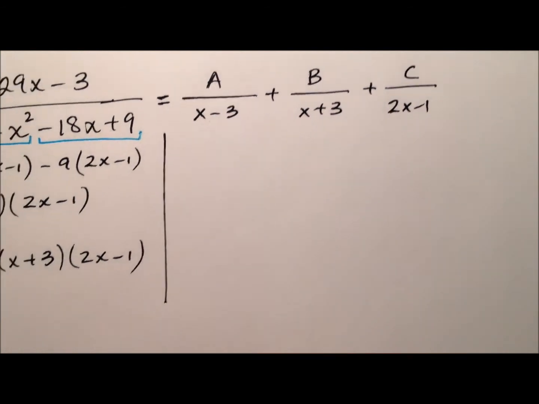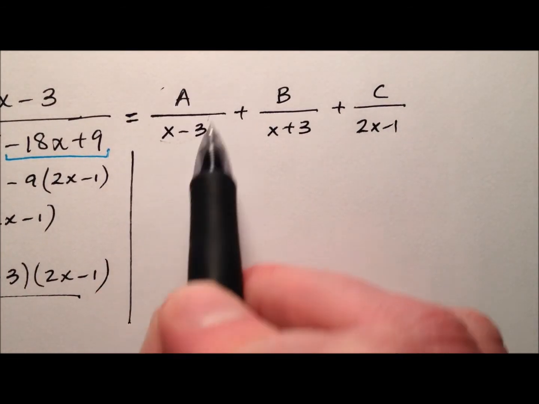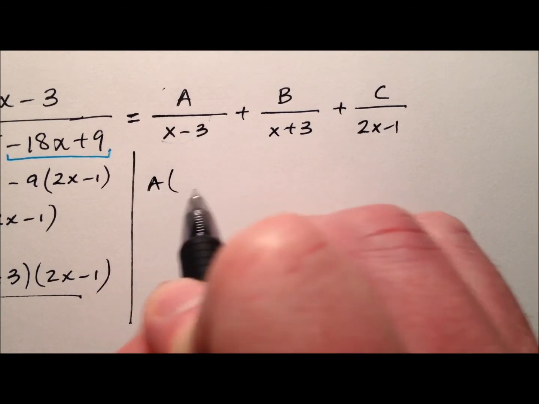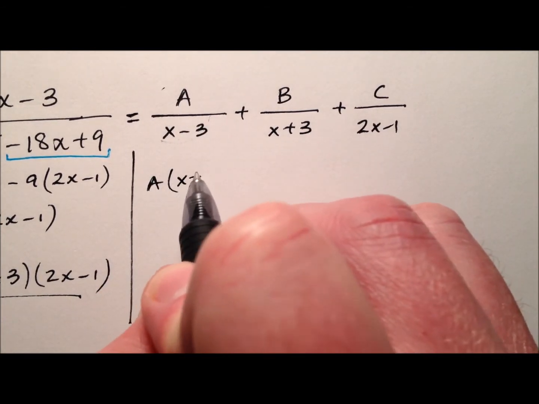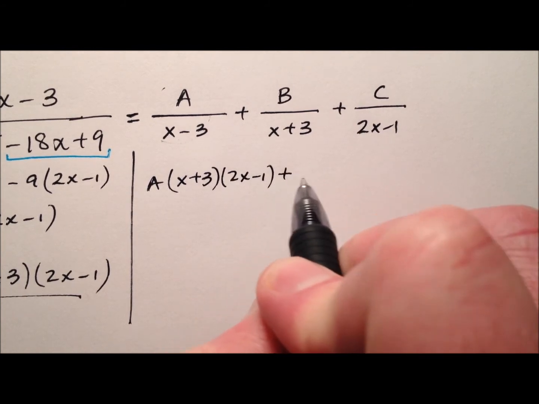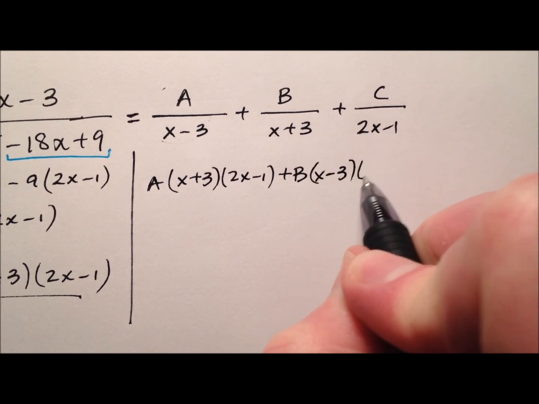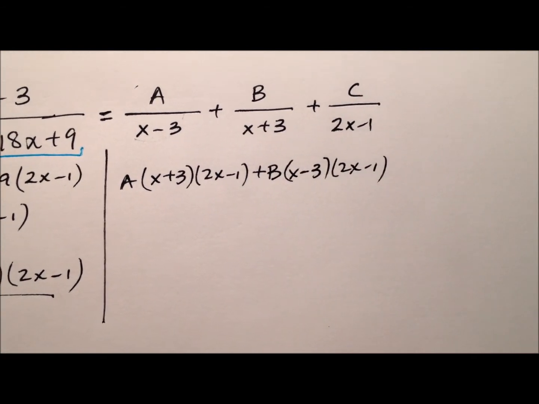So this common denominator that we have with all 3 factors, which factors is this one missing? Well, this is missing the x plus 3 and the 2x minus 1. Plus B, what's this one missing? Well, the x minus 3 and the 2x minus 1.